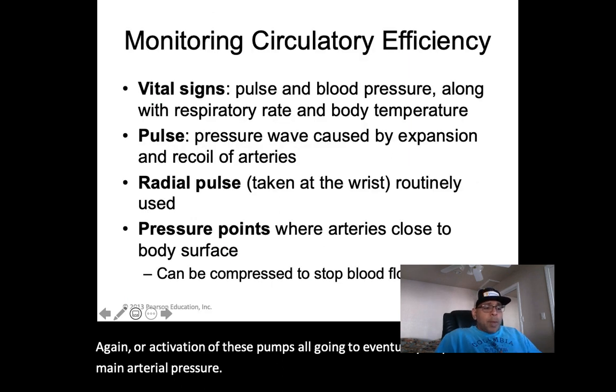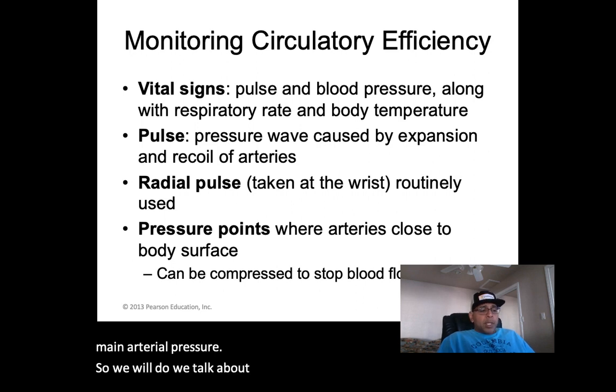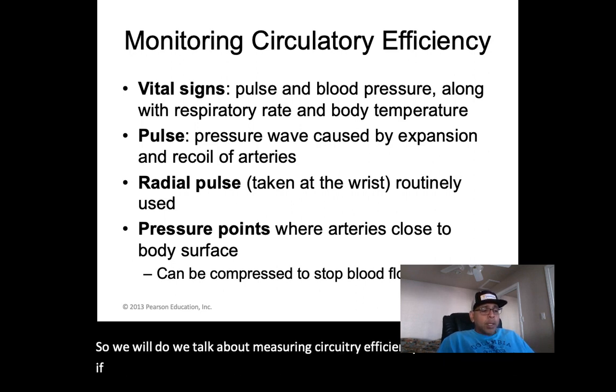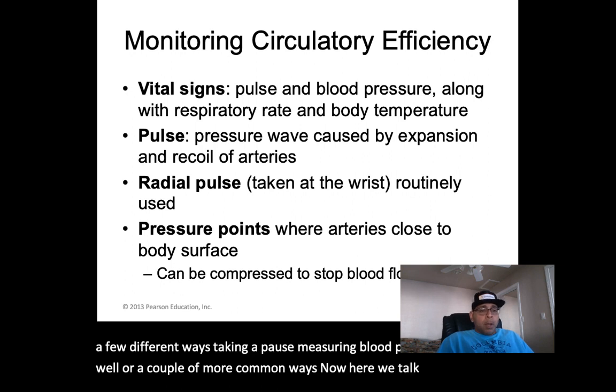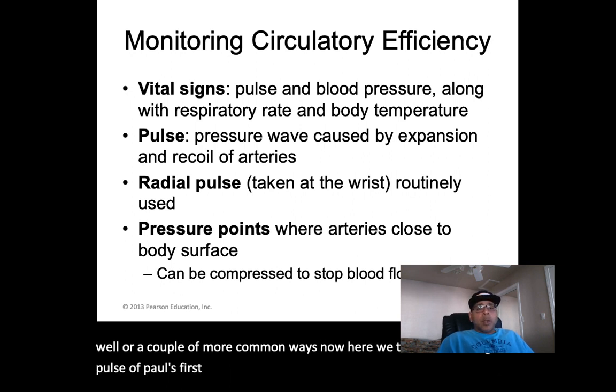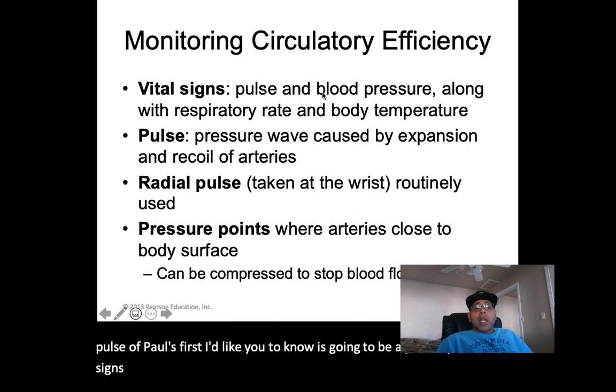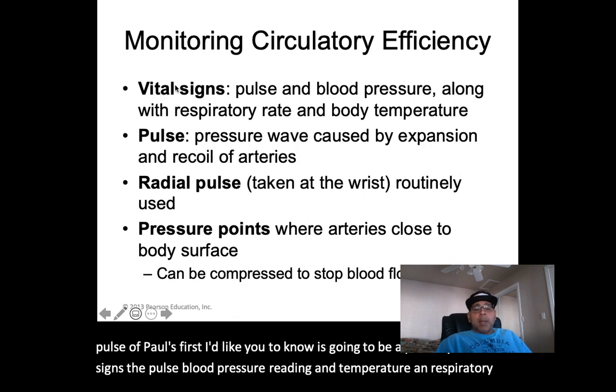So when we go through, we talk about measuring circulatory efficiency. We could do that a few different ways: taking a pulse, measuring blood pressure, okay, there as well are a couple of more common ways. Now here when we talk about taking a pulse, first I'd like you to know, it is going to be part of your vital signs. The pulse, blood pressure reading, temperature, and respiratory rate, four components that make up your vital signs.